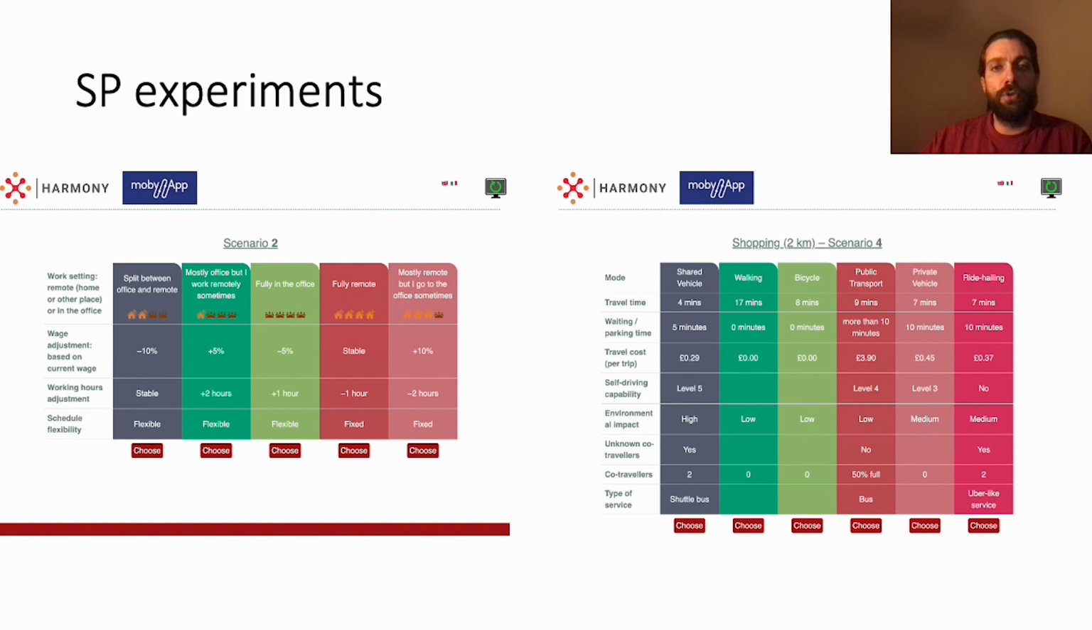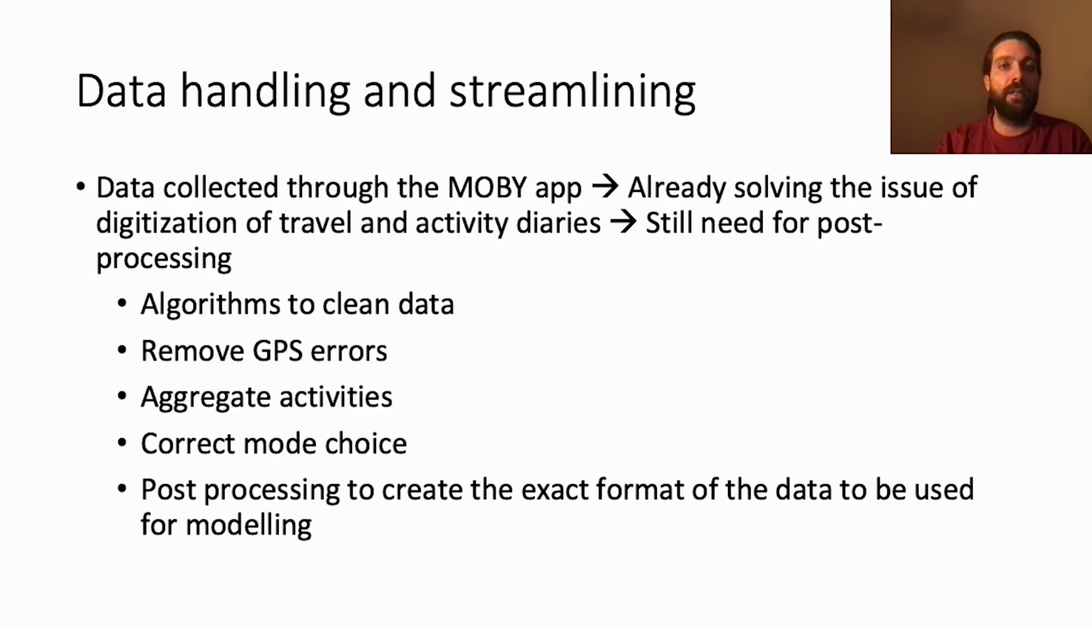So the user had to choose between 6 different modes: shared vehicle, walking, cycling, using public transport, using their private vehicle, and ride-hailing options. And the travel times were adjusted to the actual travel times that the user has reported or the app has captured in their daily travel. Of course, this is the place where, as I mentioned before, we also include different levels of autonomy for some of the options, and in some cases even futuristic modes such as flying taxis in the context of this experiment.